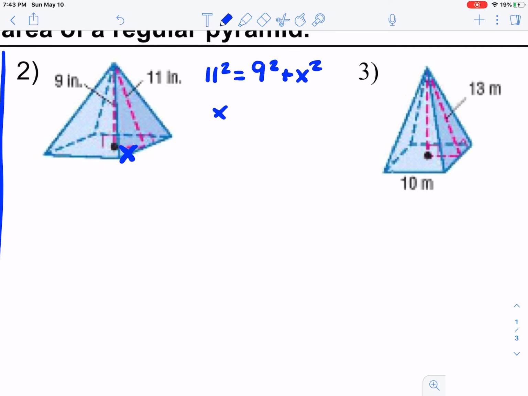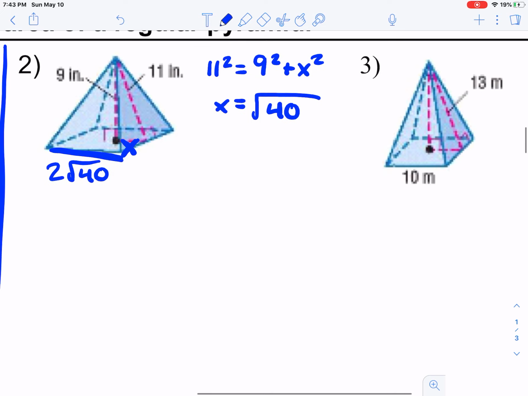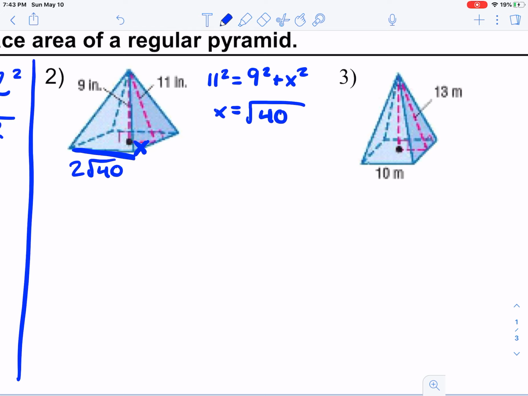And if I go ahead and solve for x, again, not getting a decimal answer and using that square root value, I'm going to get the square root of 40, okay? So for my actual side length of my entire base now, I'm going to multiply that square root of 40 by 2. So 2 square roots of 40, okay? And now I have everything I need for my surface area formula, so I'm going to plug that all in.